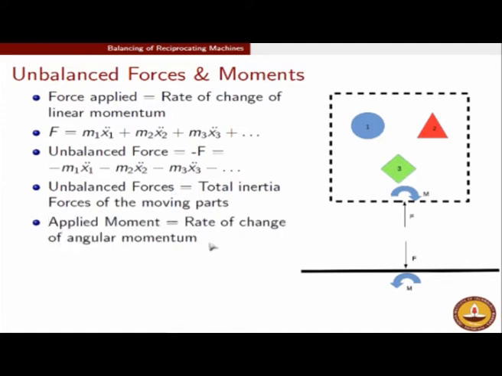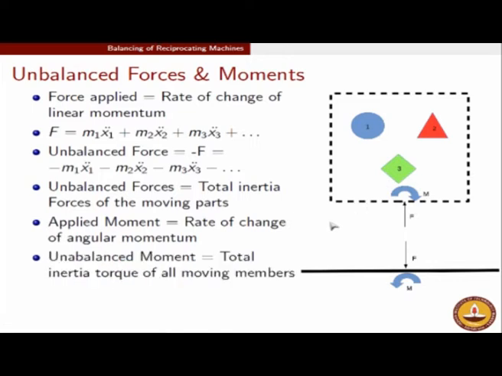The applied moment, similarly, is the rate of change of angular momentum. Whatever moment is applied on this box is the rate of change of angular momentum. Similarly the unbalanced moment is going to be the action-reaction pair. This moment is applied by the external system onto the moving parts of the system. Therefore, as a reaction to it, you will have an equal and opposite moment, which will hit back at the frame.